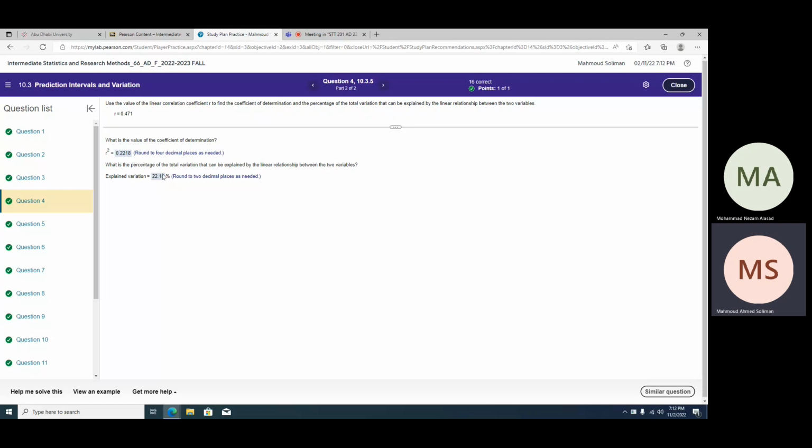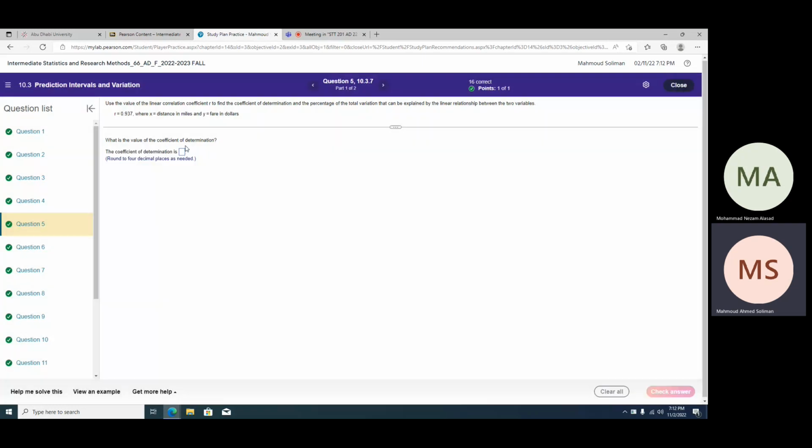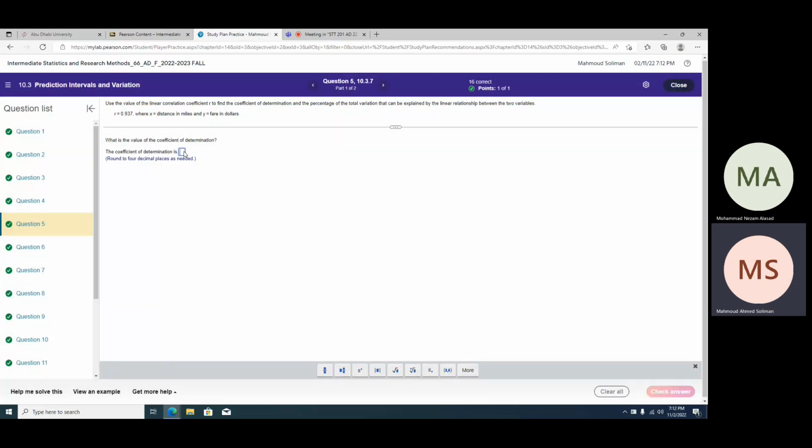Times 100. Yeah, just move the decimal 2 points and you go. Okay. So coefficient of determination is r squared.